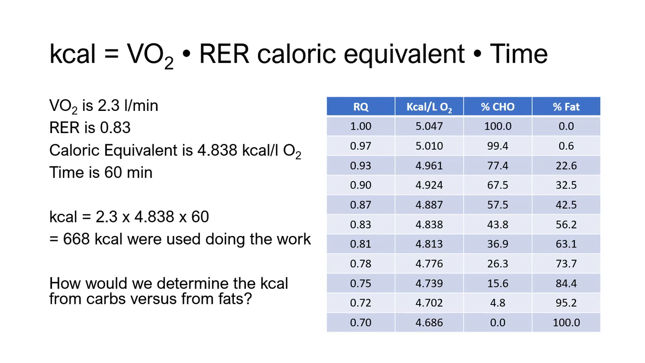Now, how can we determine the number of calories coming from carbs versus fats? It's relatively straightforward. You go back to your table. We've got 4.838, and we know that 43.8% are coming from carbs. So we would go 668 times 43.8%, and that would give us a value. I don't have it on the slide. Then we could do the same thing for fats. There's a couple different ways, but you could calculate how much is coming from fats. Based on VO2, RER, and time, we can estimate how many calories we are burning.